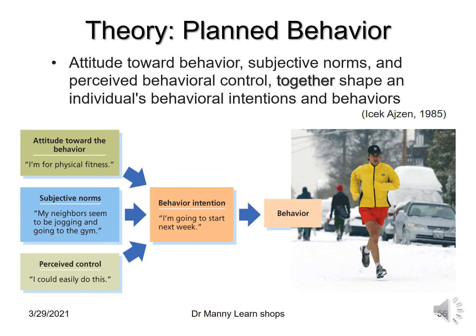So, for example, an attitude towards the behaviour: oh yeah, look, I believe in physical fitness. The subjective norms are, look, I've seen my colleagues, my neighbours, and they seem to be jogging and going to the gym all the time. The perceived control is, I can do this as well. I believe in physical fitness, other people do it, therefore if they do it, I can do it as well. So the behavioural intention is, I'm going to start this next week. And that revolves into a behaviour.